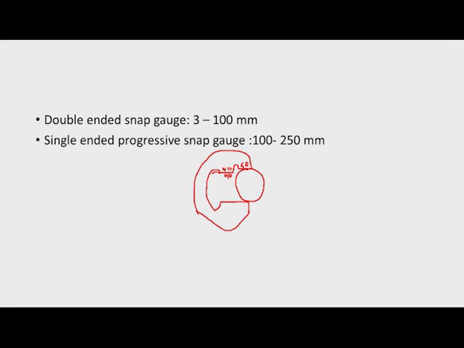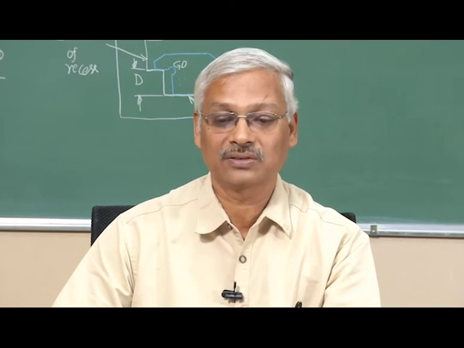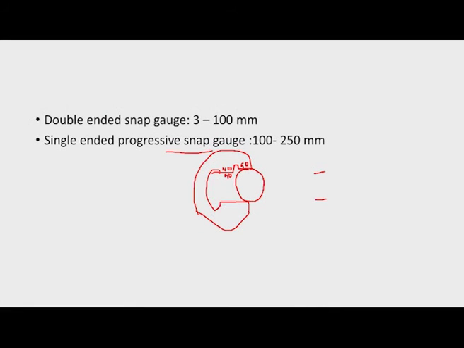If that is the case, the workpiece is accepted. So this is a progressive snap gauge, and single snap gauges are also available like this, one for go and similarly one for no go. Single ended snap gauges are also available, and single ended progressive snap gauges are also available.